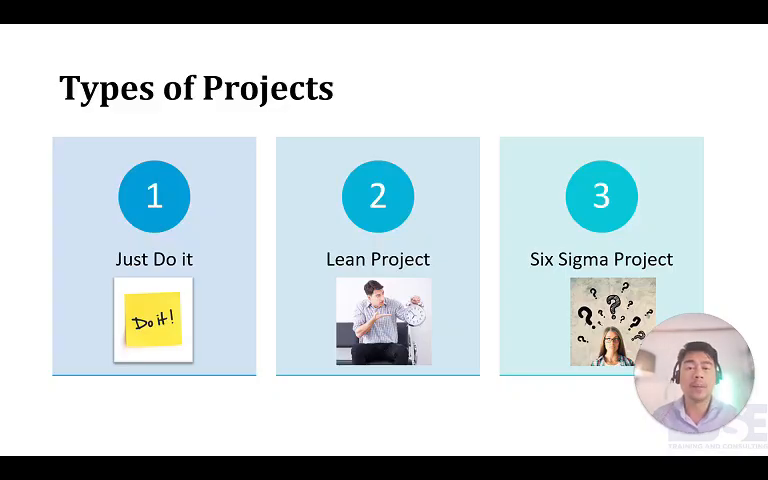Or for your department, in case you are the head of a department and you want to apply Lean Six Sigma, there are three major types of projects. The first one is what we call the just do it. The just do it in this case is you know what the problem is and you know the solution. So it's just a matter of implementation, just like managing a project. You have a timeline, you talk to your team, and then you apply it. Then just do it. Number two is what we call a lean project.